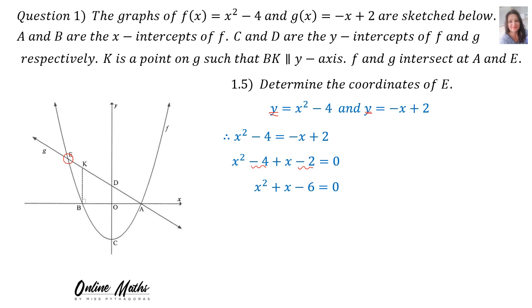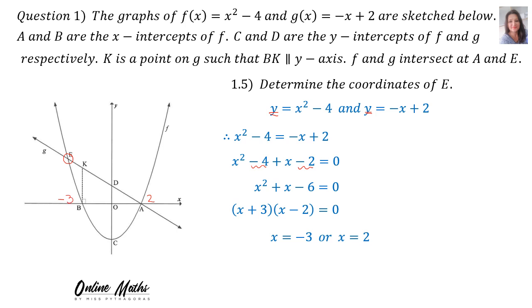So now that one factorized is x plus 3, x minus 2 equals 0. And we have x is minus 3 or x is 2. Now let's go back to the sketch. There at A, we know this is the point 2. And then there at E, the x will be negative, so negative 3.